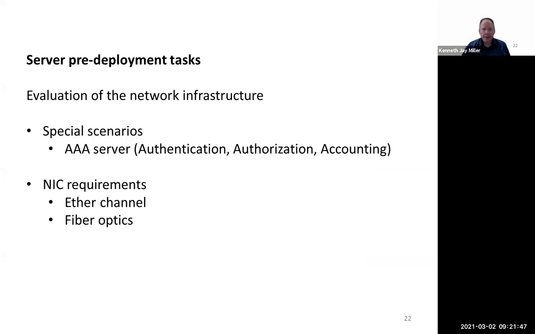All right, so some more network infrastructure evaluation would be: are there special scenarios? Is our server doing AAA, right, with the authentication, authorization, and accounting? Are we using an authentication protocol? How are we authorizing? How do we set up our permissions? And then how do we keep track of all that with the accounting?